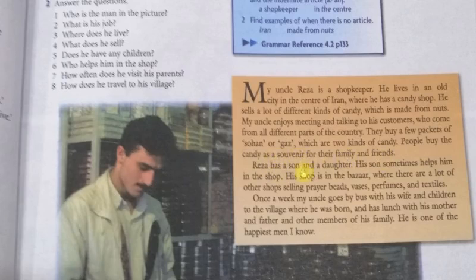Reza has a son and a daughter. His son sometimes helps him in the shop. His shop is in the bazaar, the old market or popular market, where there are a lot of other shops selling prayer beads. Prayer beads means rosaries. Beads means small beads, or prayer beads.